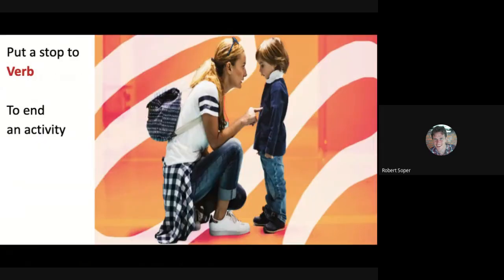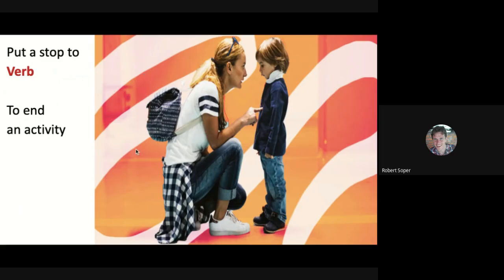Okay, this verb is put a stop to. Put a stop to, as I mentioned, is a verb. It basically means to end an activity.